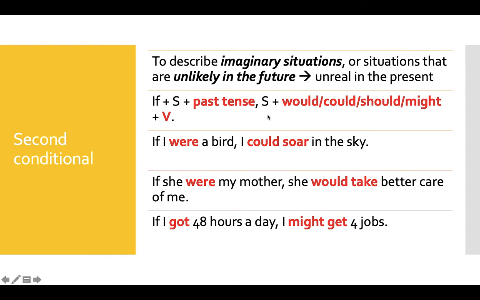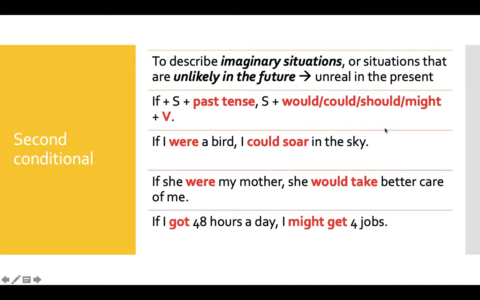So this is definitely unlikely. Okay? If she were my mother, she would take better care of me. So we know she isn't your mother. So this is an imaginary situation. If I got 48 hours a day, I might get 4 jobs. So this is also an imaginary situation. Okay, so for imaginary situations, you will use the second conditional.